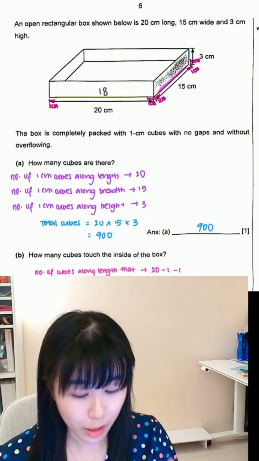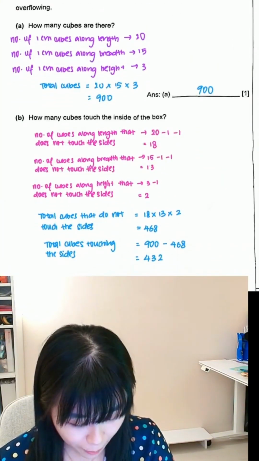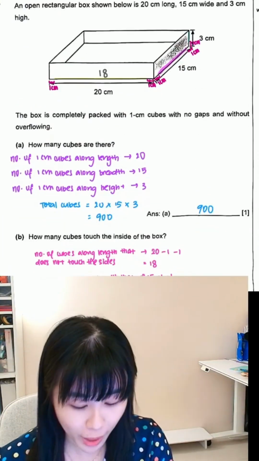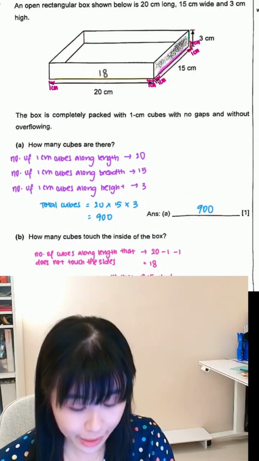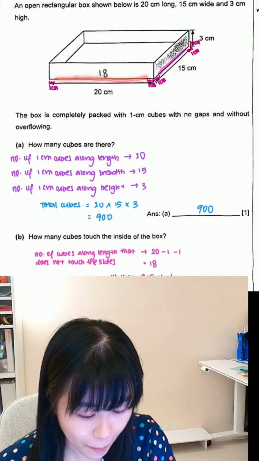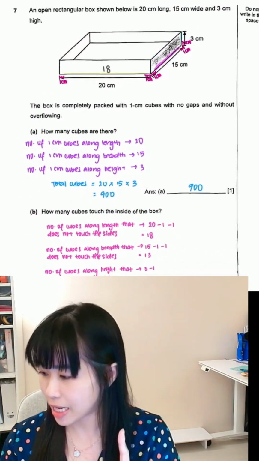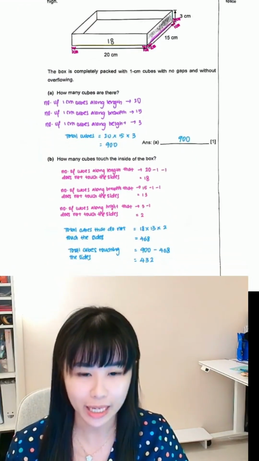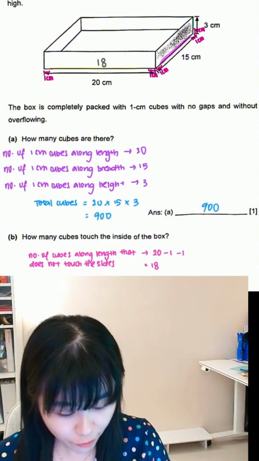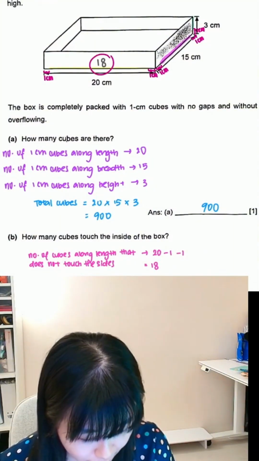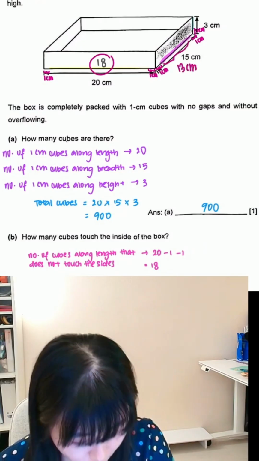After I find that, to find the part that will touch the inside of the box, just take the total current volume, 20 times 15 times 3, which is 900. I minus the part that is 18 by 13 by 2 to get the cubes touching inside of the box. Then you'll be thinking, how come minus like that can give me the cubes touching inside the box? It's because, you see, if I were to take 18 times 13, okay, 13 times 2, right?